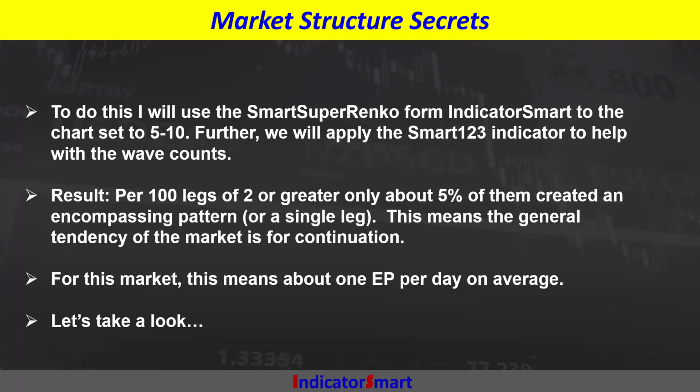of two or greater, A, B, C, D, about 5% of them created what's called an encompassing pattern. I'm going to show you that in a second, or a single leg. And this means the general tendency of the market is for continuation at a really high probability level. So the market that we're doing this on is crude oil. You can do this in any market if you want to, and you're going to get roughly similar numbers. This means about one encompassing pattern per day on average for the day session. Let's take a look.